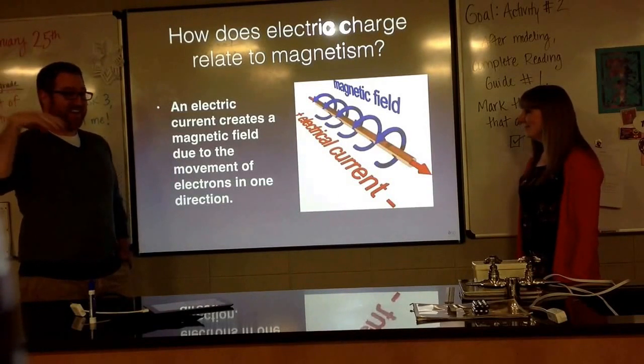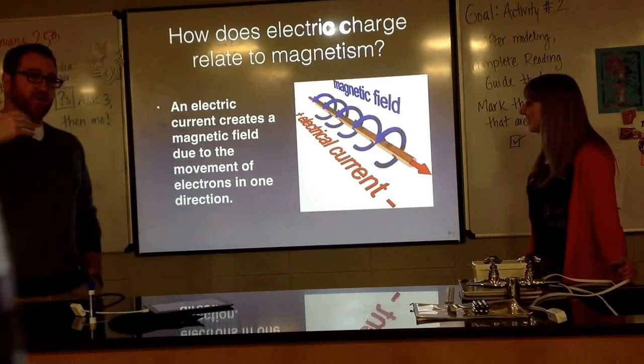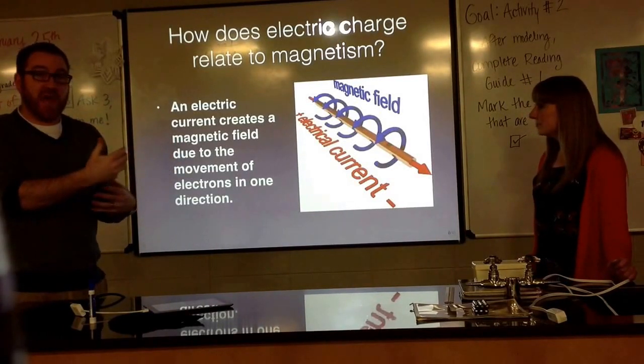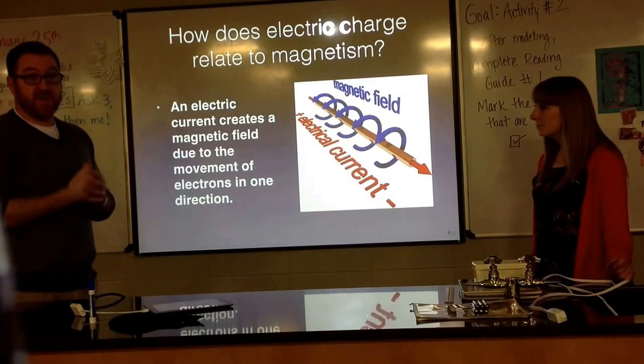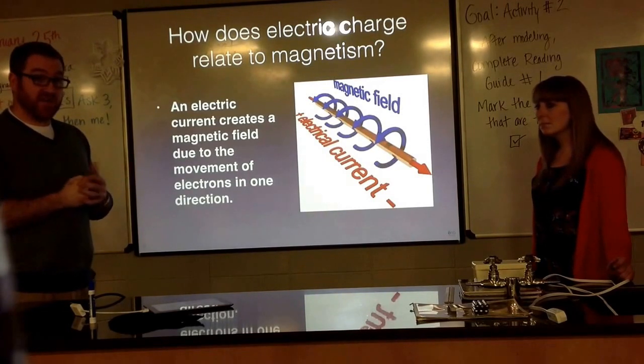Exactly. So, using that movement of electrons, we basically create one giant domain within a coil of wire or within a straight wire that will, again, be used or can be used as a magnet.